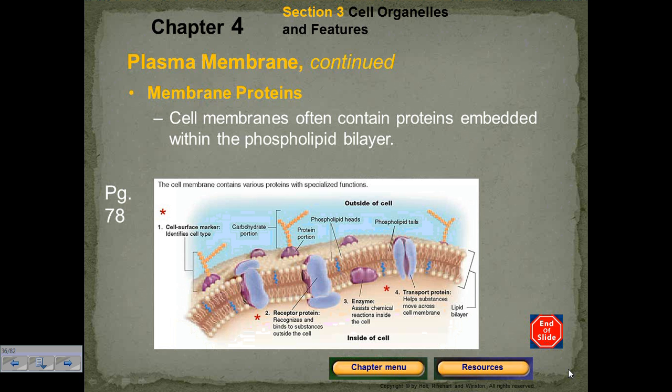And then receptor proteins. It says recognizes and binds to substances outside the cell. So receptor proteins, basically, are the types of proteins that are going to notice that the cell might need something, or that the cell needs to merge with another cell, or whatever. It's going to help with communication, basically. And cells communicate with each other. Do you guys all know that? Yes. They do it either chemically or with electro-signals and all those.